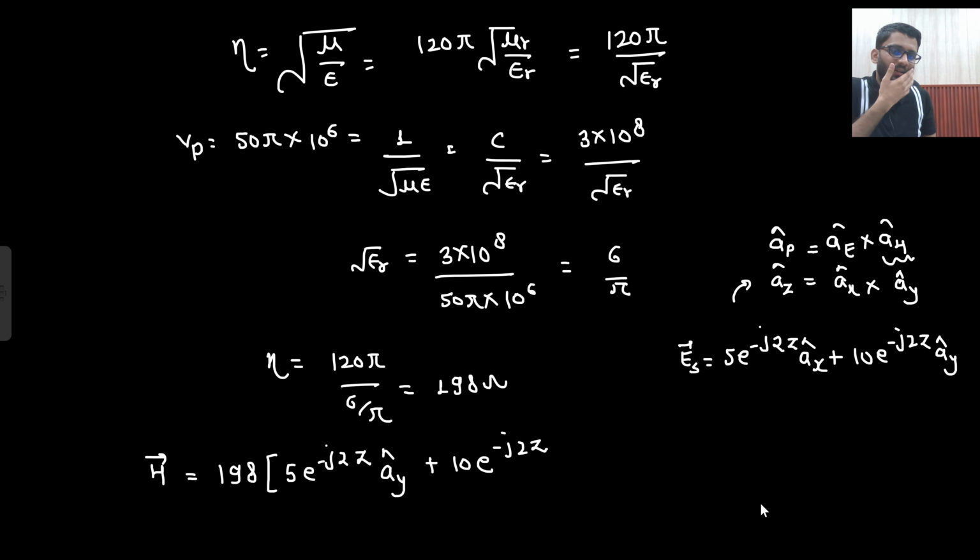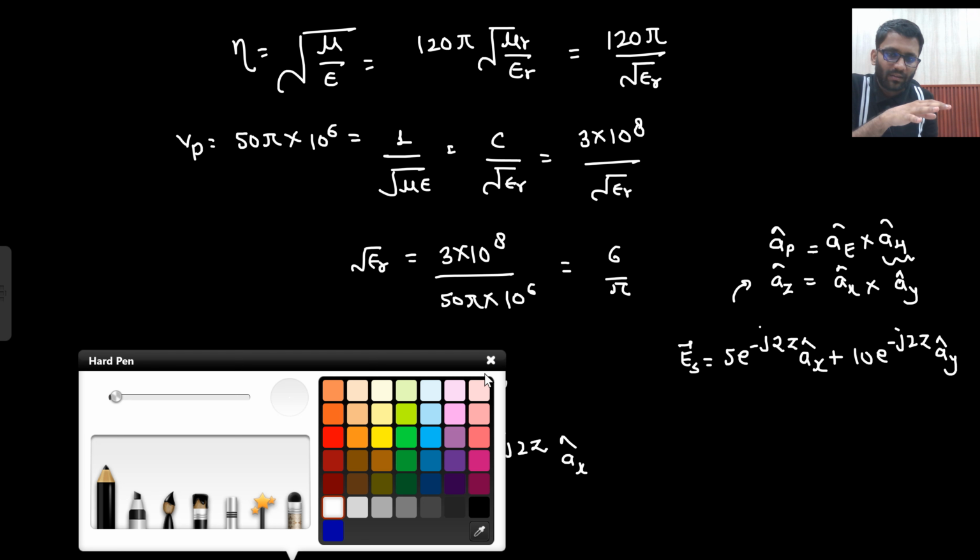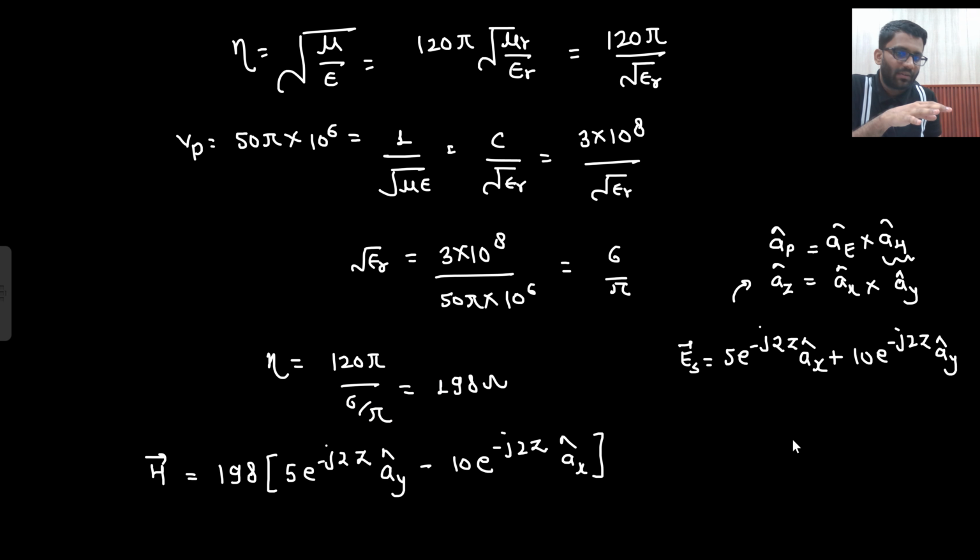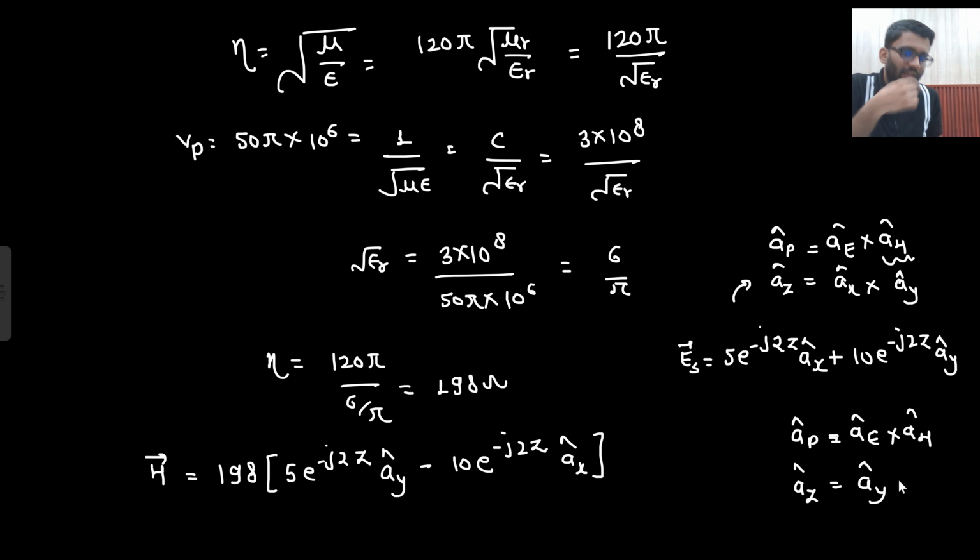What will be the direction here? Can you calculate it on your own? It will be minus AX cap. So because of that, this minus sign will be here. How did I calculate minus AX cap? Look, AP is equal to AE cross AH, I know, right? What is the direction of propagation? Z. What is the direction of AE? The direction of AE is AY now. X cross Y would give you Z, but you are doing Y cross X. If you are doing Y cross X, that means it will give you minus Z. So I need to put another minus sign.